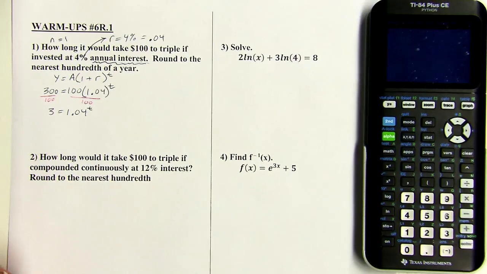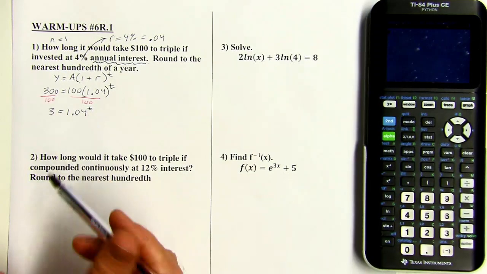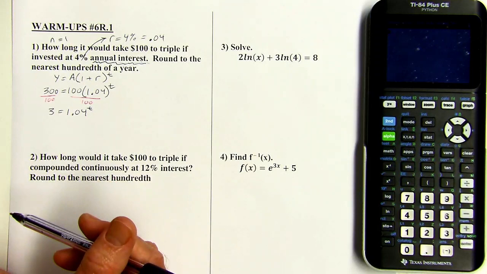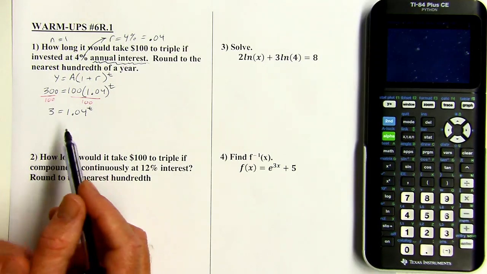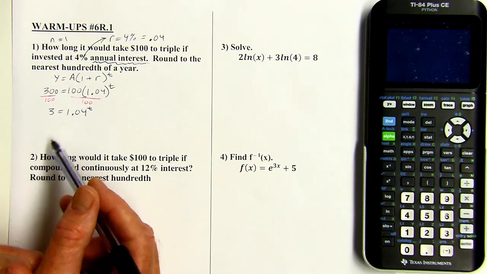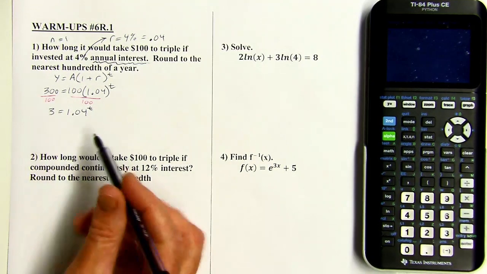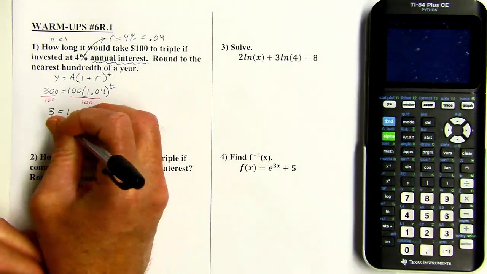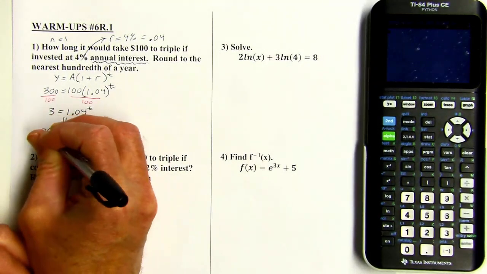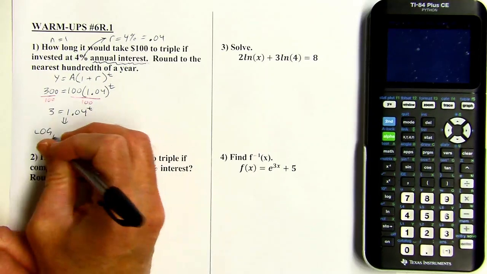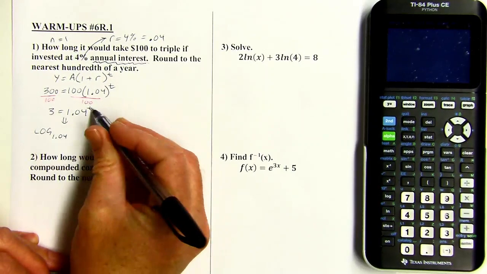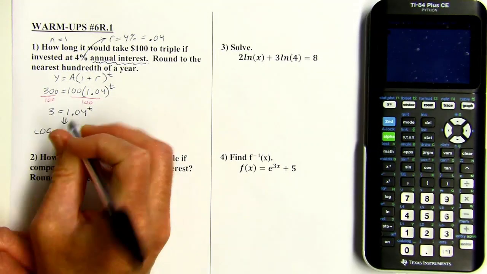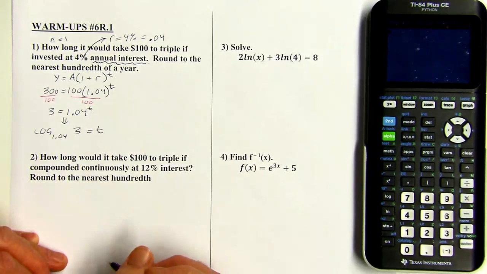Now at this point, this is when I want to put this into log form. There's no way for me to isolate the t. I can't do it with square roots. That's not going to work out. I can't divide by 1.04. I see people try to do that too. Neither of those things are going to isolate the t. The only thing that's going to isolate an exponent like this is putting this in log form. So my base is 1.04. The exponent gets isolated, so that goes here, and there's only one spot left for the 3, okay?